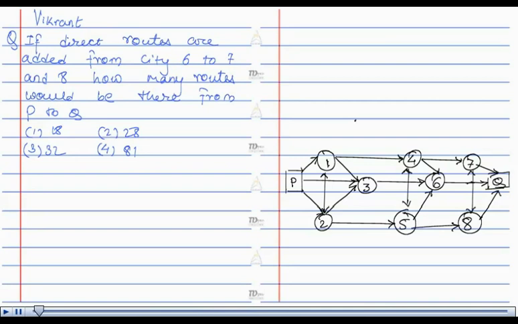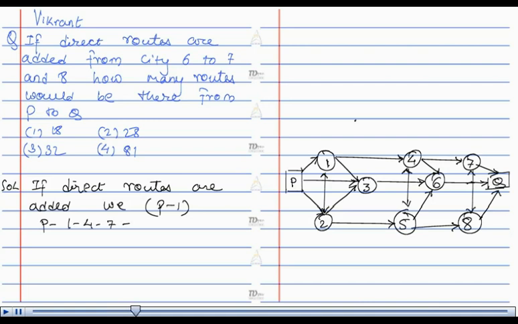Hello, I am Vikrant. The question is, if direct routes are added from city 6 to 7 and 8, how many routes would there be from P to Q? The solution is, if direct routes are added, then we have to discuss paths as path P1. The number of options that will be available on this path will be P1, 4, 7, Q.